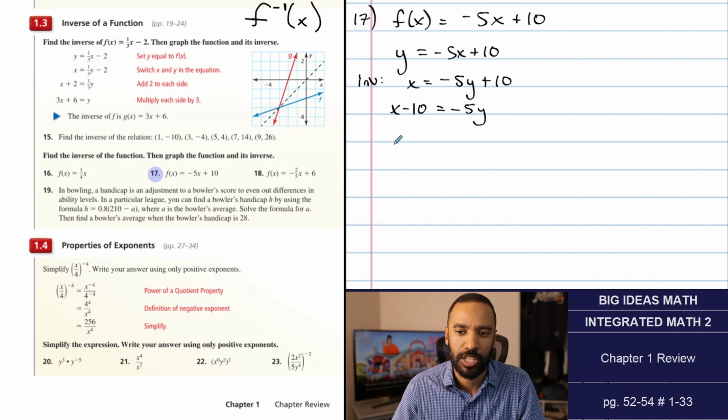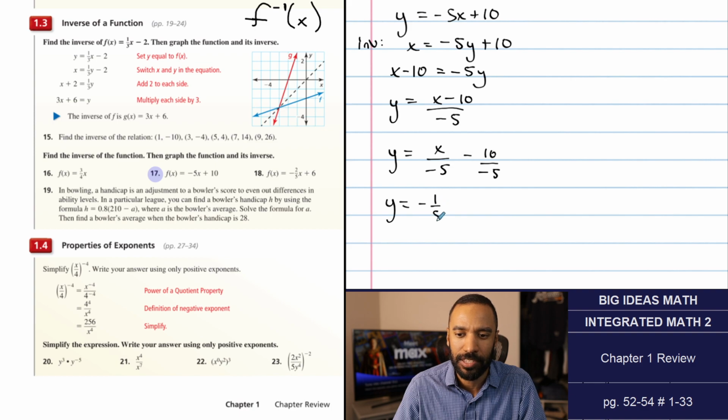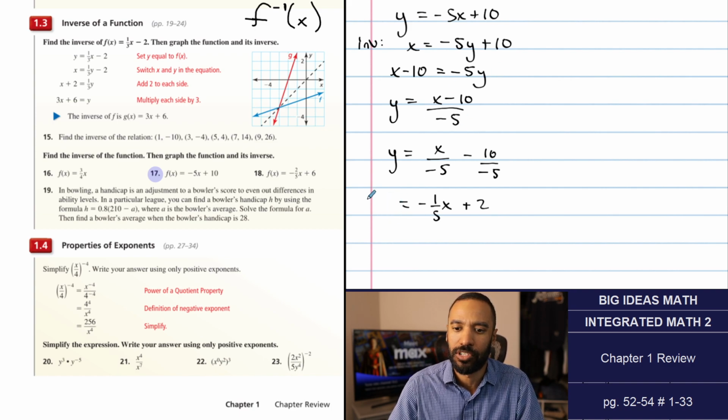And then I got to divide both sides by negative 5. So I get x minus 10 all over negative 5. Now, there's a lot I still kind of got to do with this as far as breakdown. That's x over negative 5 minus 10 over negative 5. I really want that slope-intercept form. So that's negative 1/5 x plus 2. And this is maybe at the time where I want to write it as inverse notation. Inverse of f.